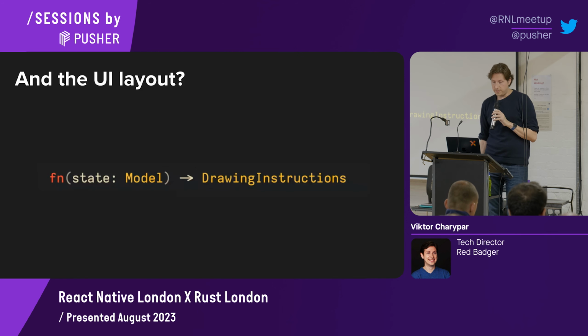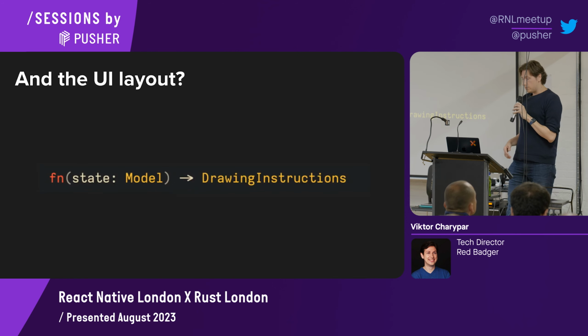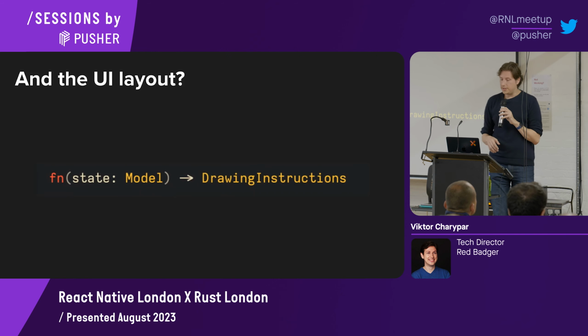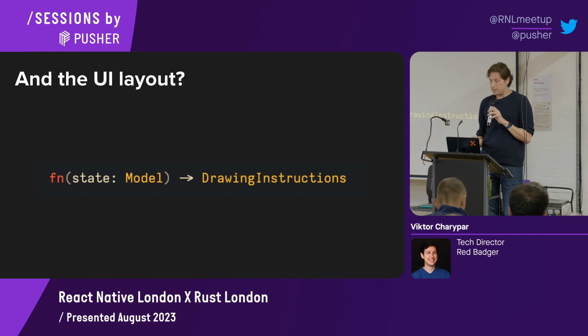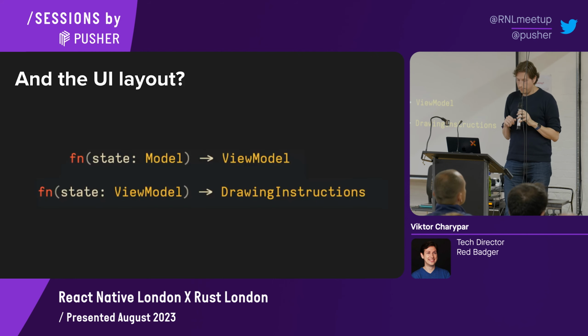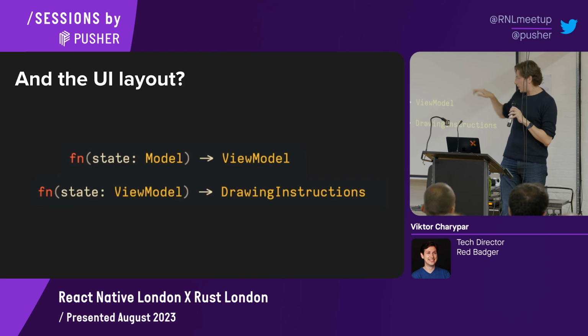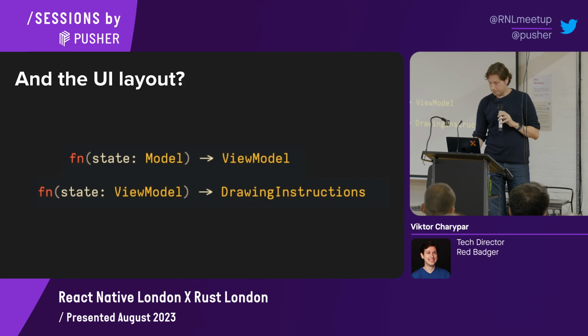And just to finish it off, for the UI layout, this should look familiar. That's the React model, right? It's a function of some model that produces drawing instructions. Slight downside is drawing instructions are platform specific, so this is maybe more helpful. You go from model to some agnostic description of what goes on screen, and then from that to the drawing instructions. And the second one can be platform specific.